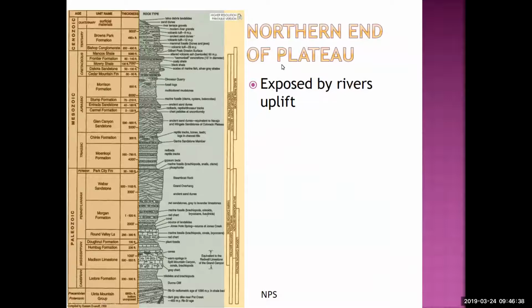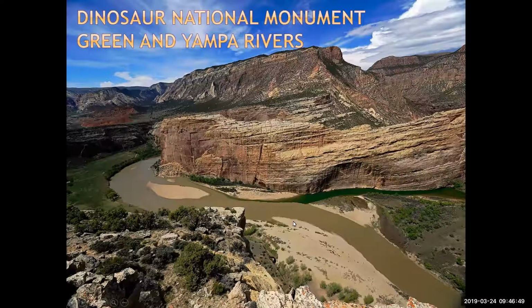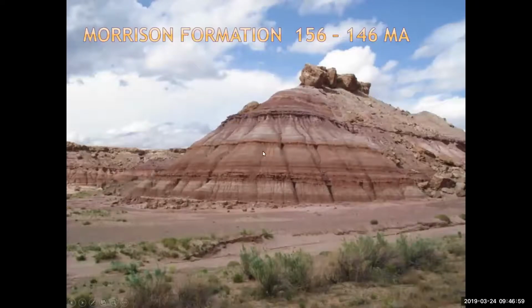And there's two types of exposure at Dinosaur National Monument. There's rivers, and then there's uneven uplift, which exposes layers. So here's the Green and Yampa rivers confluence. You can see which one is the Green River. And so this has exposed some layers in the Morrison Formation. Here's another exposure of the Morrison Formation just due to erosion.